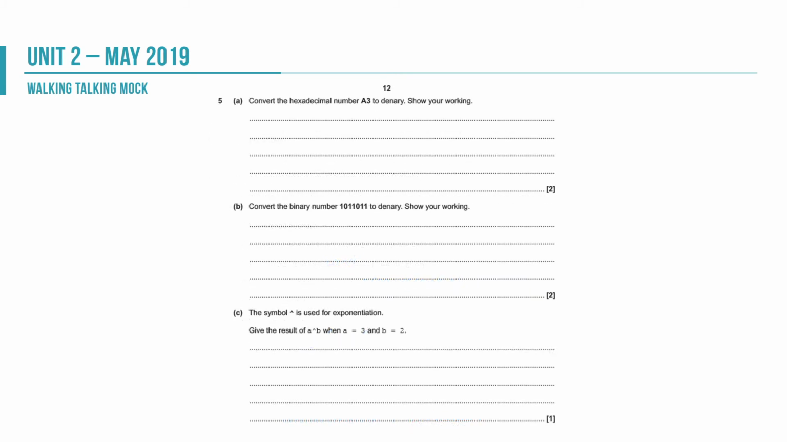So we're then asked to undertake some hexadecimal to denary conversion. Now I understand there are very different methods that different teachers will use to teach you how to convert hexadecimal. I tend to go with the route of converting each symbol, so A and 3, into 4-bit binary. So A equals 10, and 10 is 1010. 3 equals 3, and that's 0011. Join those together and then convert that binary number into denary, which is 163.